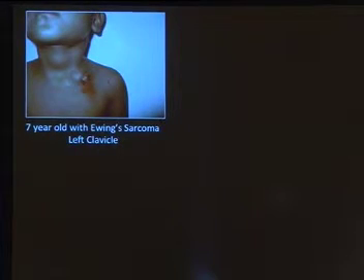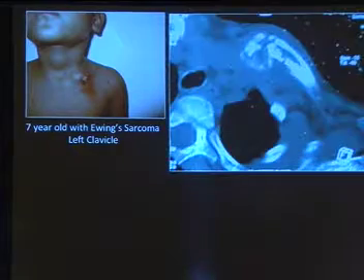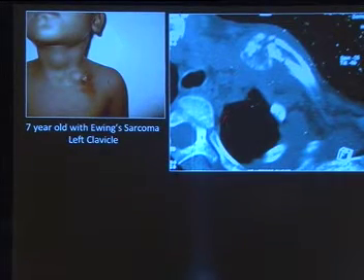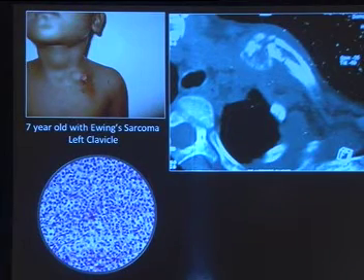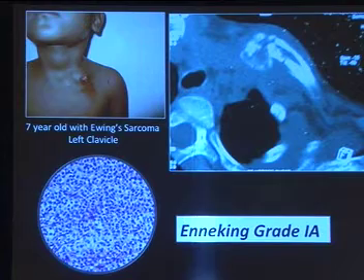So this is a 7-year-old boy, Ewing sarcoma of the left clavicle. That is the CT scan showing the tumor is still contained within the compartment. That was his picture on histopathology, and therefore this was a low-grade tumor. This was an Enneking grade 1A.